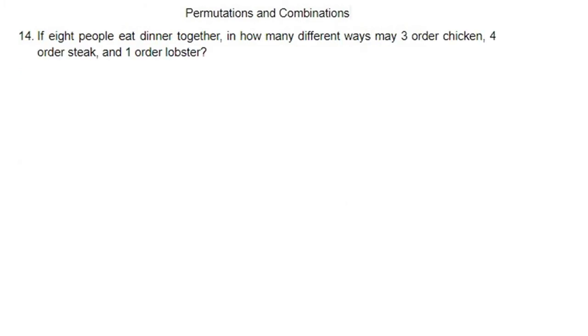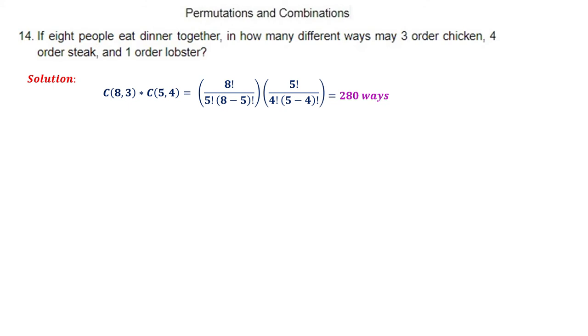If 8 people eat dinner together, in how many different ways can 3 order chicken, 4 order steak, and 1 lobster? Di ba? Yan. Kasi 4 isa. Yung 1 kasi hindi na sinasama, isa na lang yun, di ba? So, yan. 8 factorial over 5 factorial times (8 minus 5) factorial, 5 factorial, 4 factorial, (5 minus 4) factorial. So, we have 280 ways.